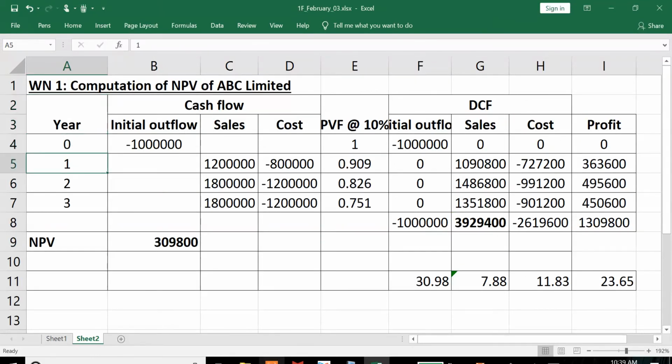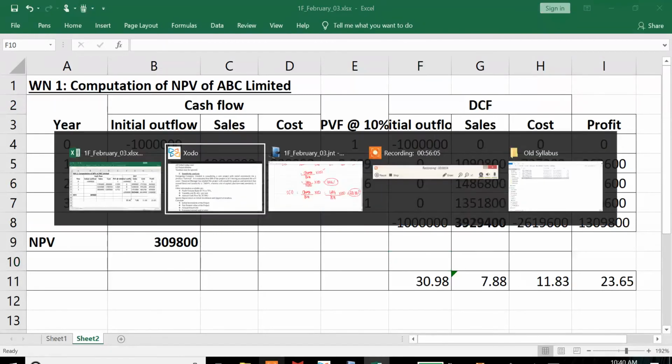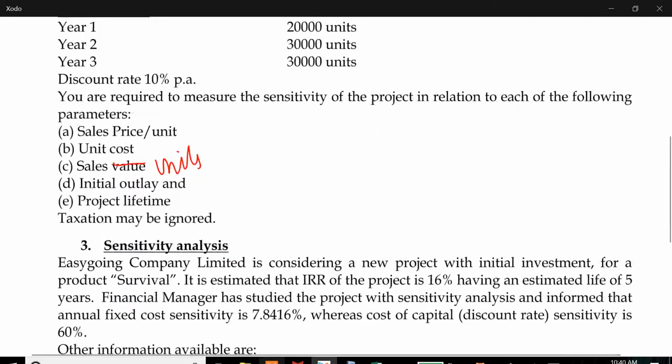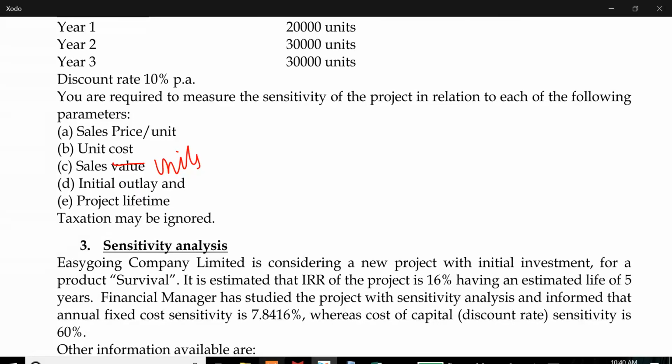So for selling price 7.88%, cost price 11.83, units 23.65, initial outflow 30.98. Any doubts till this? Can we proceed? The only thing which is pending is lifetime. How do I do this project lifetime? I want to know at what life will we have 0 NPV. To do a sensitivity, basically we want to know at what life will we have 0 NPV.